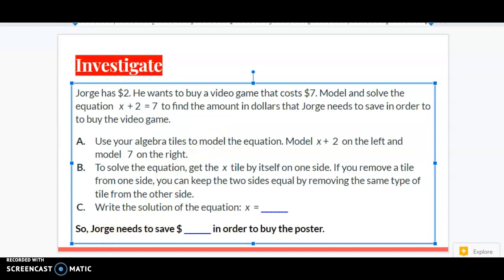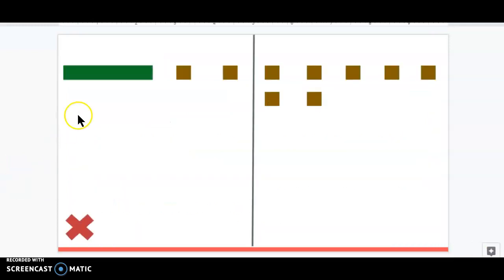So you're going to use your algebra tiles to model the equation. You're going to model x + 2 on the left and then 7 on the right. What does that look like? Here's my x on the left, plus 2: 1, 2 on the left. And then on the right, I have 7 squares: 1, 2, 3, 4, 5, 6, 7.